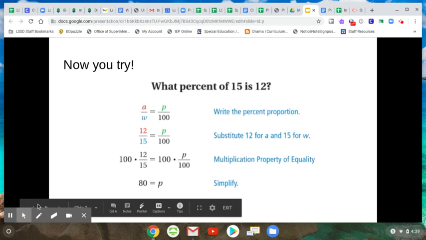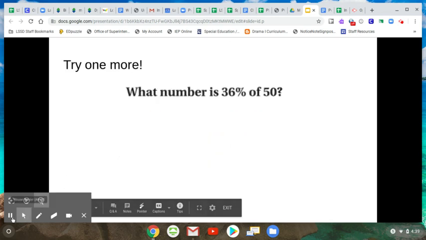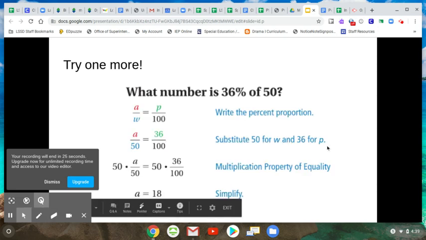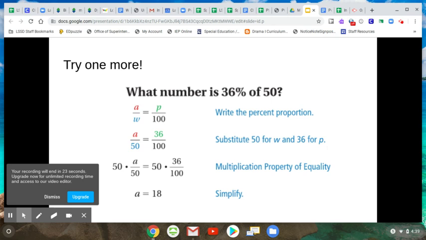All right, so let's go ahead and try another one on our own. Go ahead, pause the video, and then you can check and see if you got it right. All right, so this time you were trying to figure out what the part was. You just plug it all in, and you should have ended up with A is 18. The part is 18. So 18 is 36% of 50.